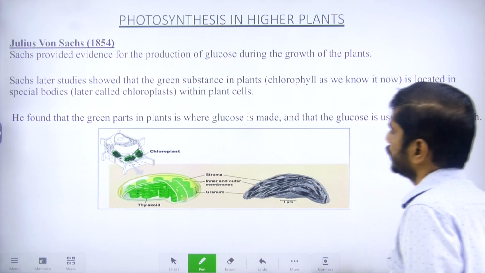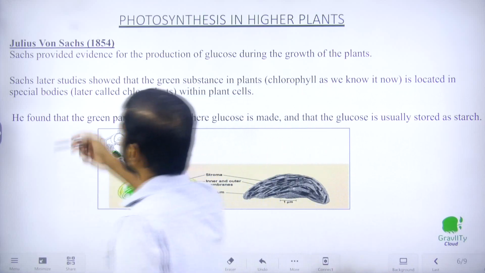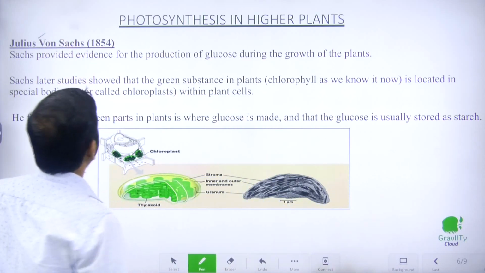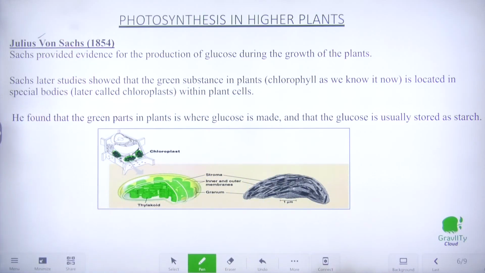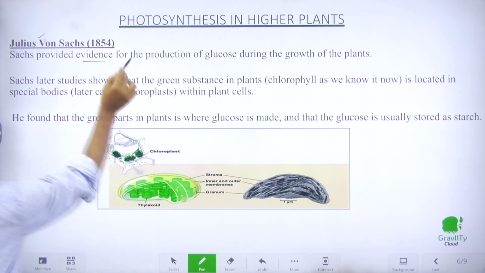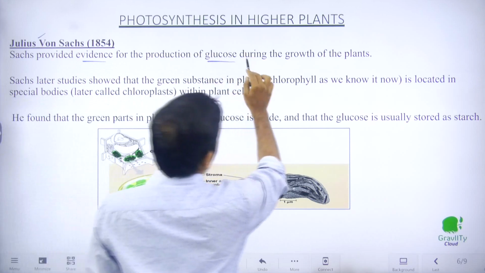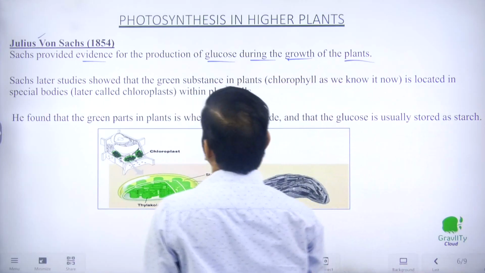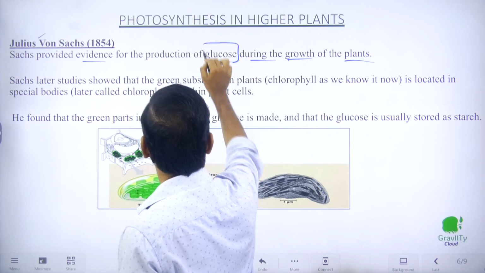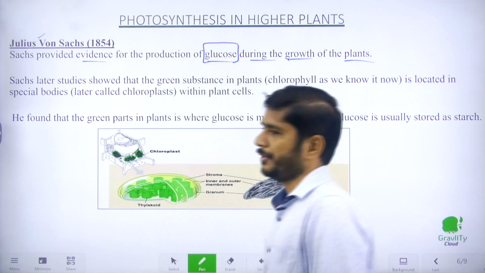Right, next person, Julius von Sachs. Now what is his contribution, what had he done? Let us understand here. Sachs provided evidence for the production of glucose during the growth of the plants. So he has his glucose.